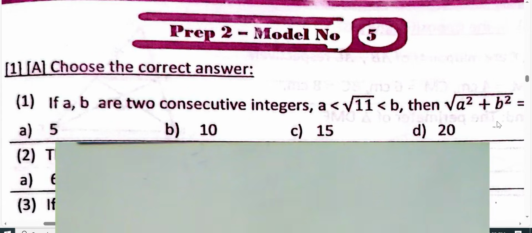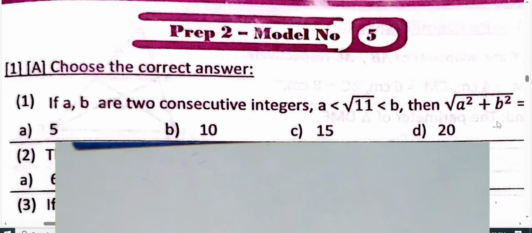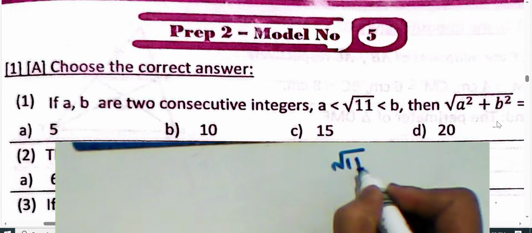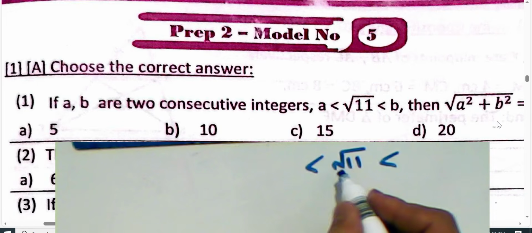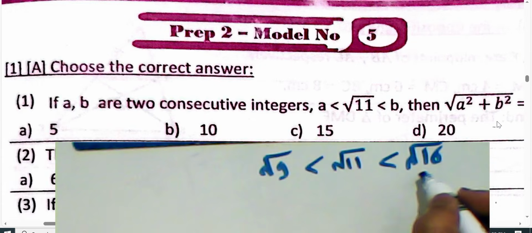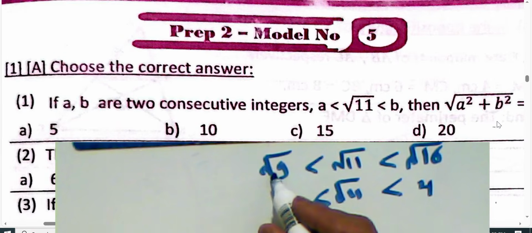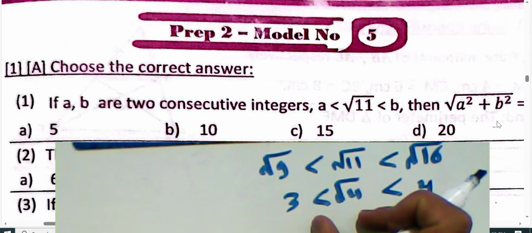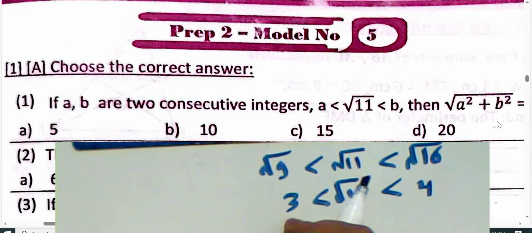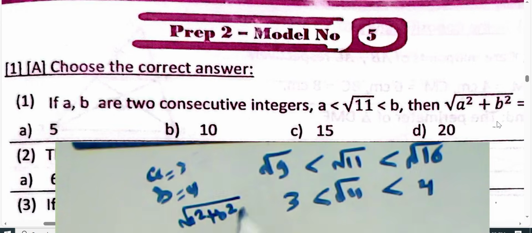First step, we have square root of 11. Look here. Square root of 11 is greater than square root of 9 and less than square root of 16, because square root of 16 is 4. Square root of 11 is greater than square root of 9, which equals 3. Then square root of 11 lies between 3 and 4. Then the value of A equals 3 and B equals 4. We want to find square root of A power 2 plus B power 2.